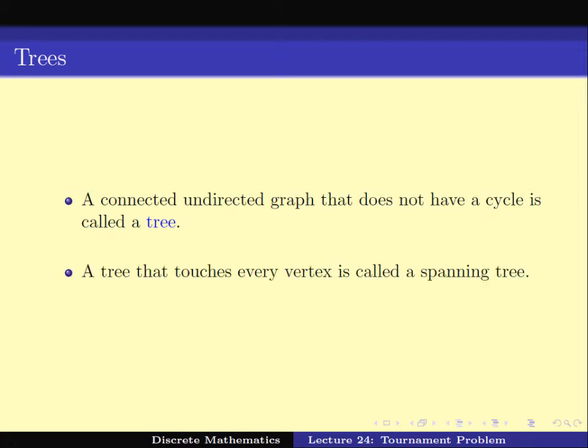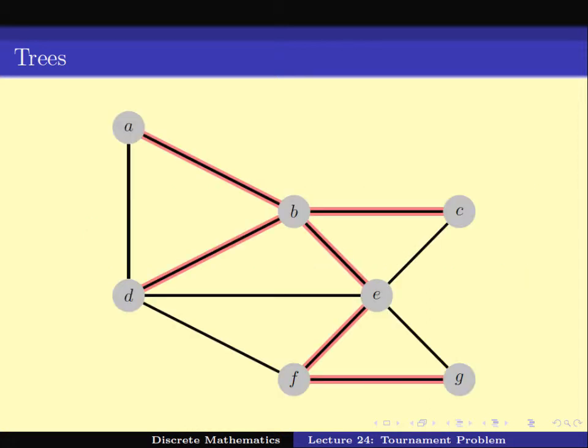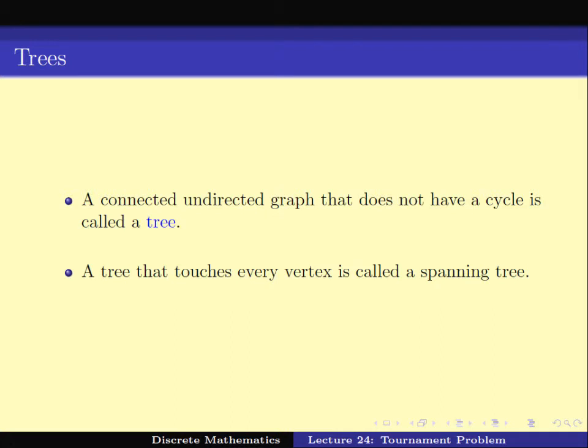A tree that touches every vertex is called a spanning tree. Just like in this case. If the original graph is this whole graph, and if the red edges form a tree, note that it touches every vertex in this graph. So this is a spanning tree.